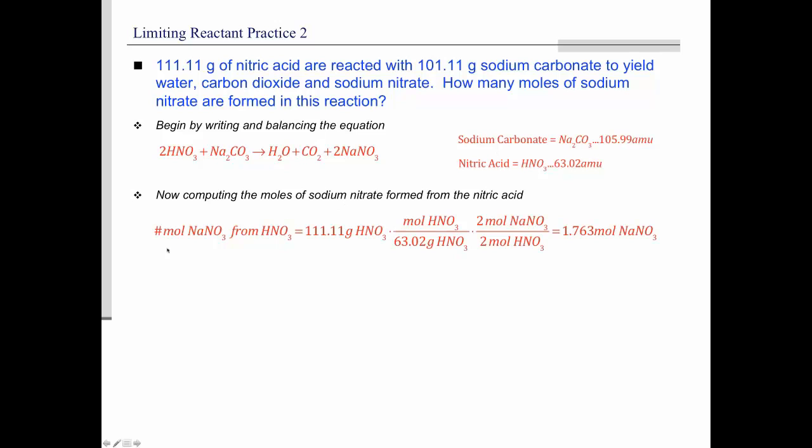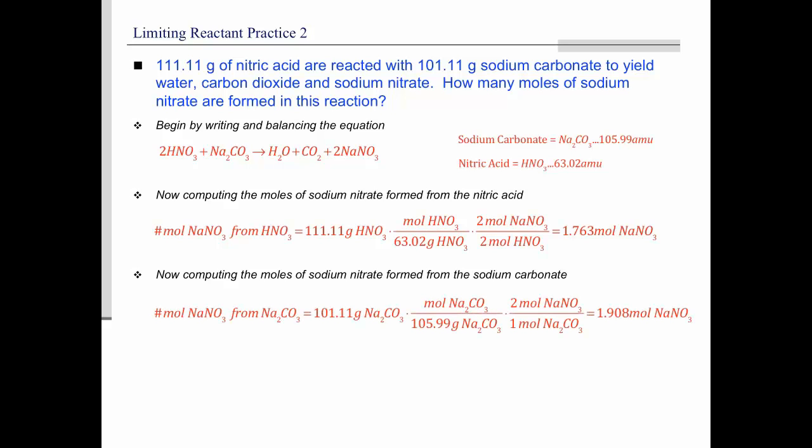I started off the exact same way as I did in the previous problem: what I'm looking for and which reactant I am dealing with. Put my reactant in there, converted it from grams to moles, and then did the mole-to-mole conversion based on the balanced reaction to find the number of moles of sodium nitrate that could be produced. I'll do the same exact thing now, starting from the other reactant, which is sodium carbonate.